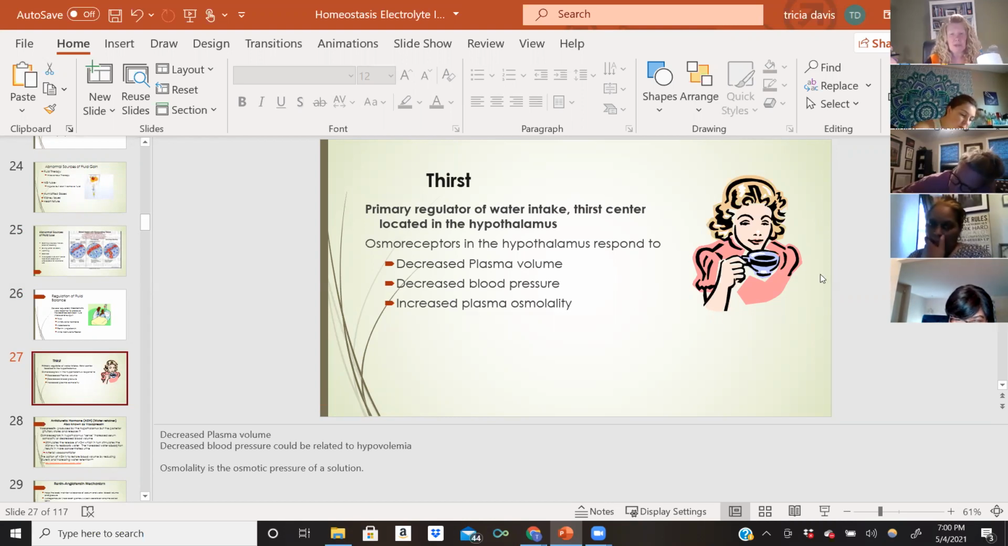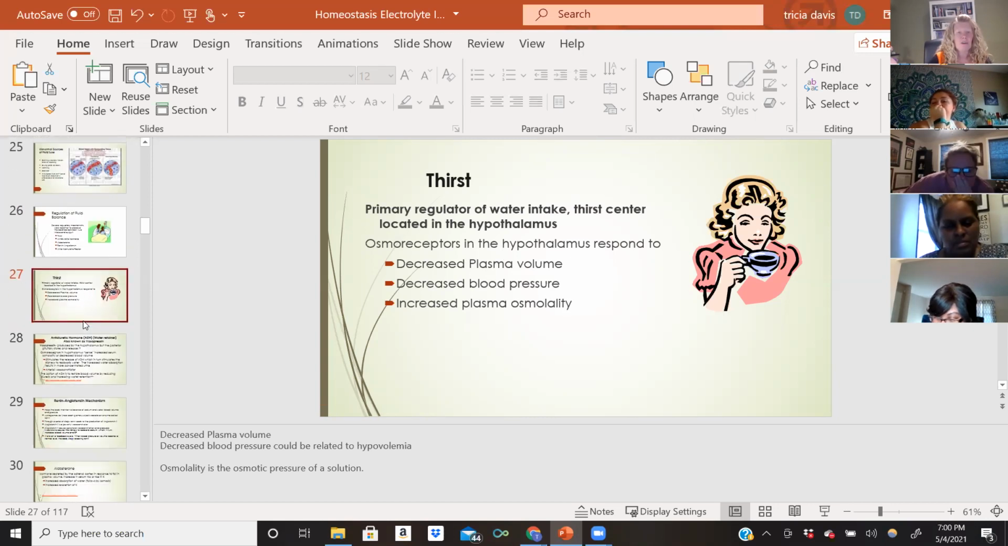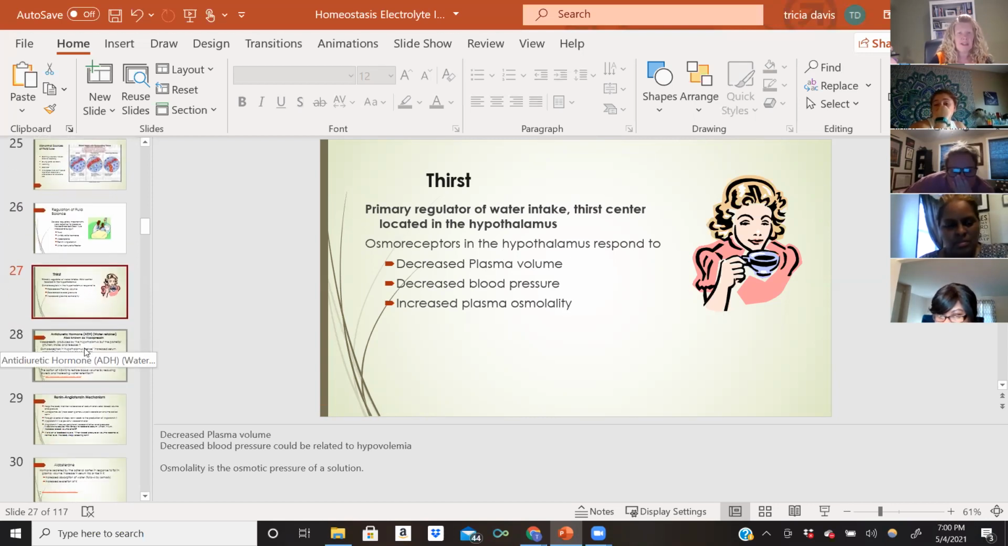So decreased blood pressure can lead to hypokalemia. We're going to talk a little bit more of that. So this is our primary regulator. Our hypothalamus is going to say, hey, we need to increase our water intake because we sense decreased blood pressure, or we sense a decrease in our plasma volume, or we sense an increase in our plasma osmolality. Okay, so thirst, the primary regulator.